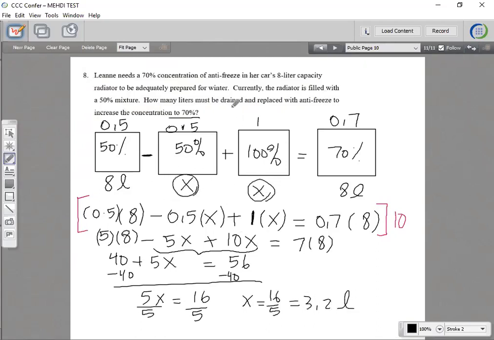So the answer x is what we assumed to be. It says how many liters must be drained. Okay, 3.2 liters must be drained in order to obtain what we need here.